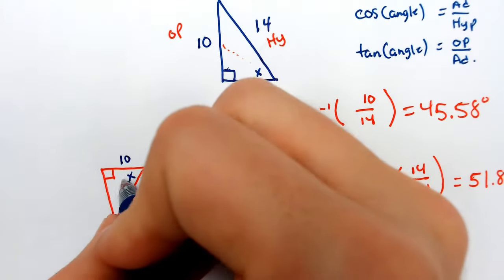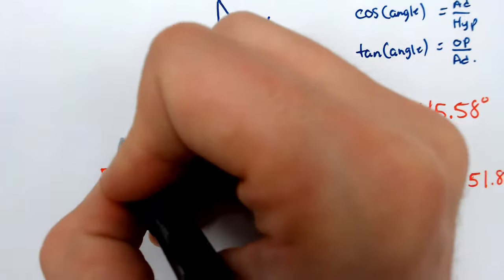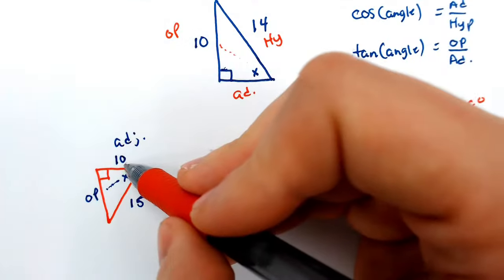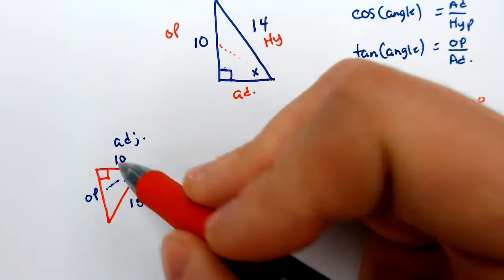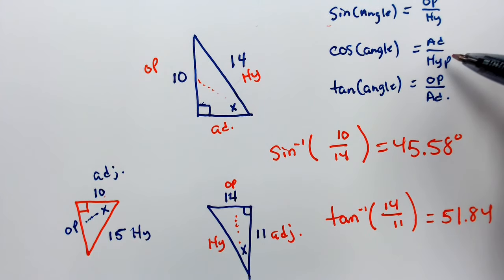So I'm going to label my opposite, my hypotenuse, and my adjacent, and then I'm going to determine which one I have. Well, I have my adjacent, I have my hypotenuse. I'm going to have to use cosine. So I figured we get one of each, but it really doesn't change anything.